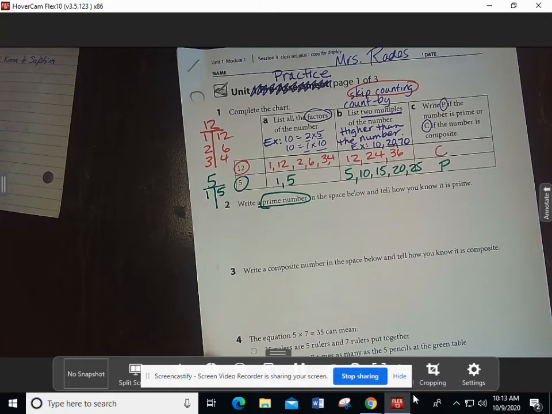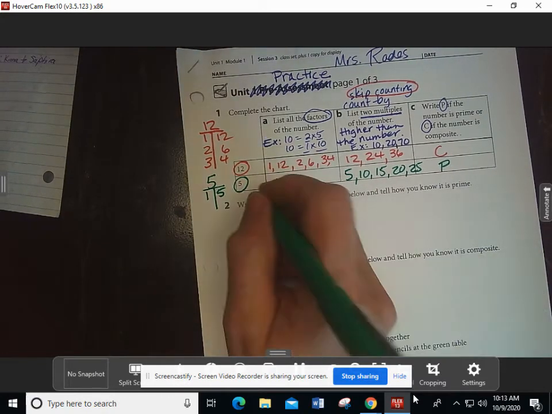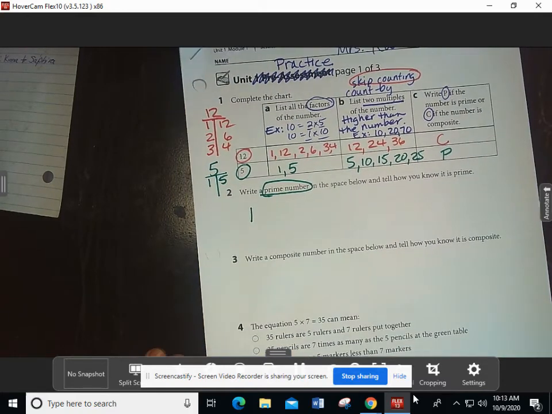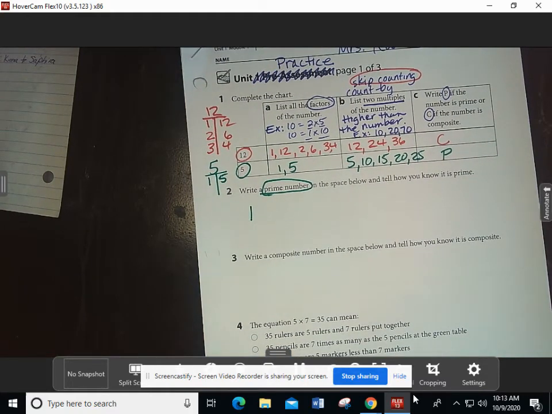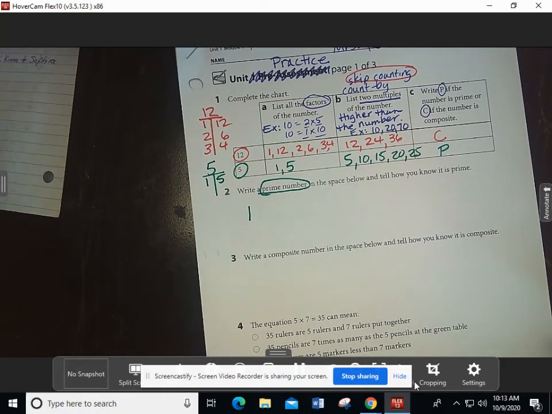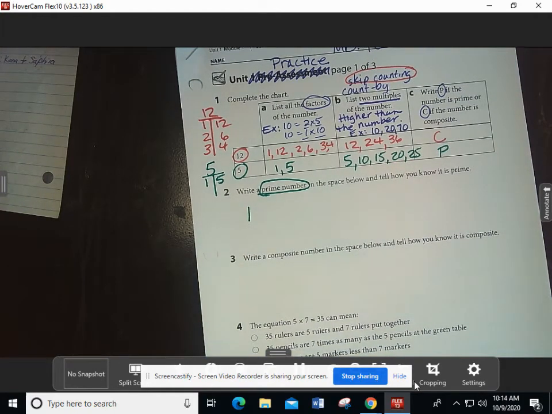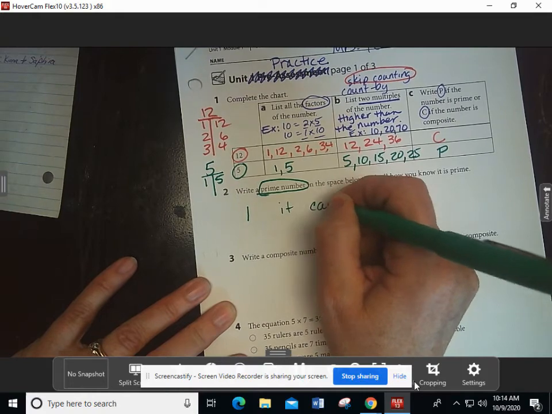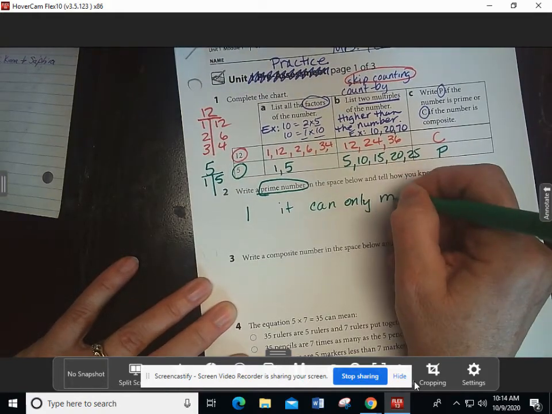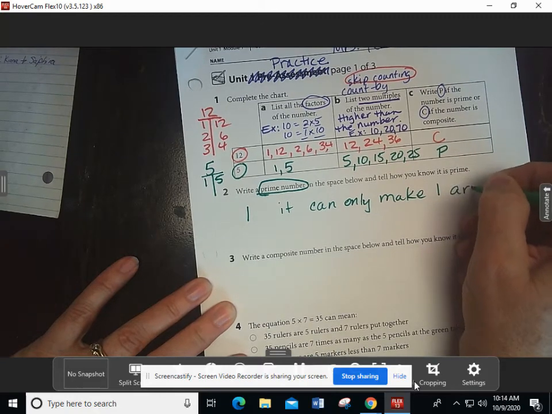Tucker. 1. Okay, Tucker says 1. How do we know that's a prime number? Millie. Because of your poster. Because of my poster. Okay, I need other evidence besides that. What's so funny? It's nothing. Okay. How do we know that 1 is a prime number, Luke? It can only make one array.